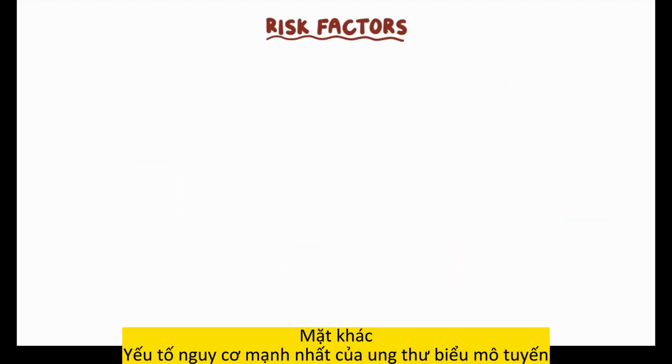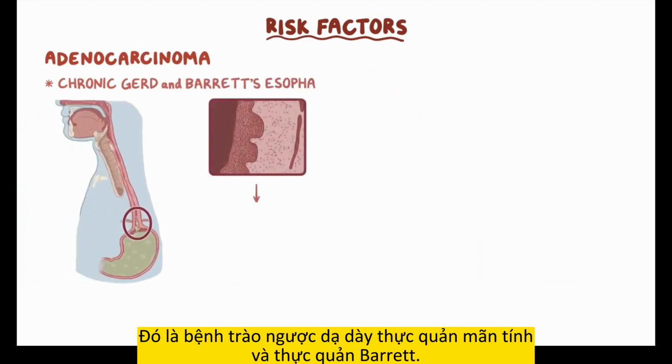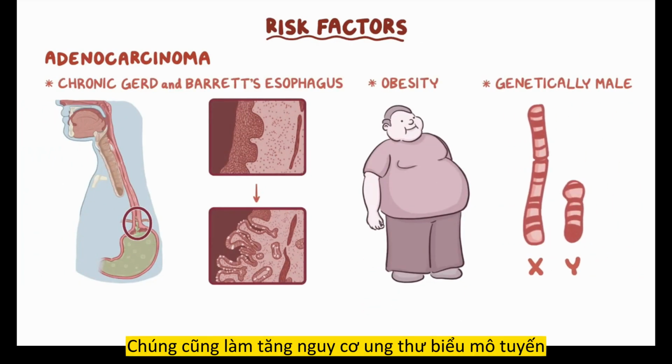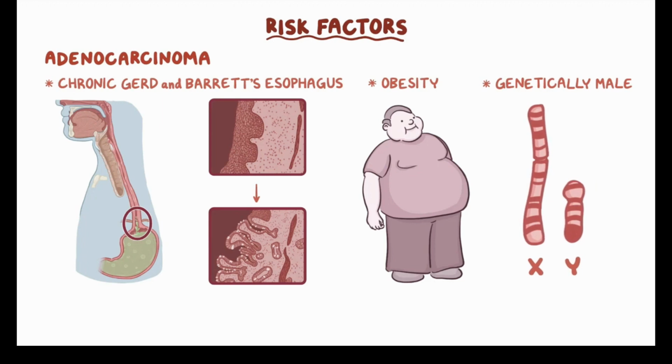The strongest risk factor for adenocarcinoma, on the other hand, is chronic GERD and Barrett's esophagus. Obesity and being a genetically male individual also increases the risk of adenocarcinoma.